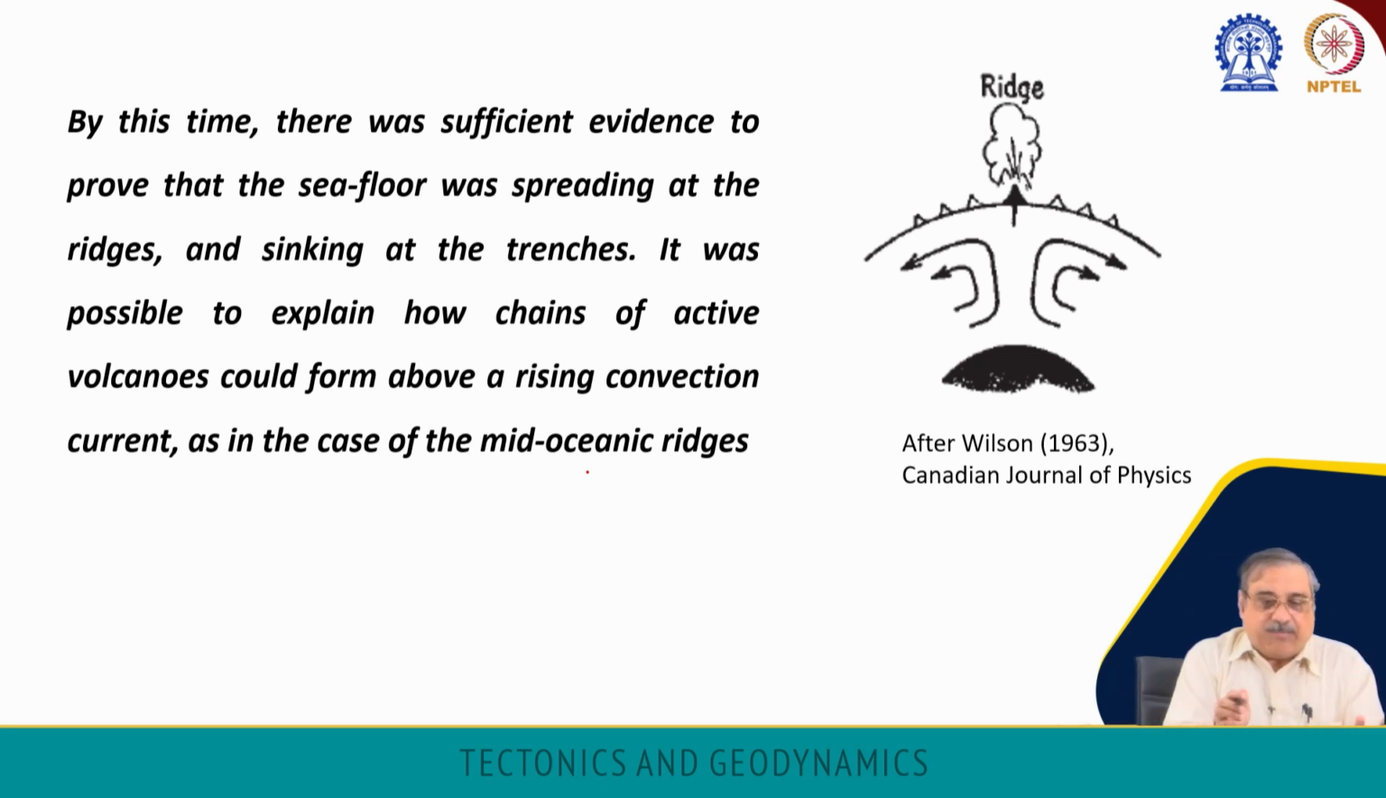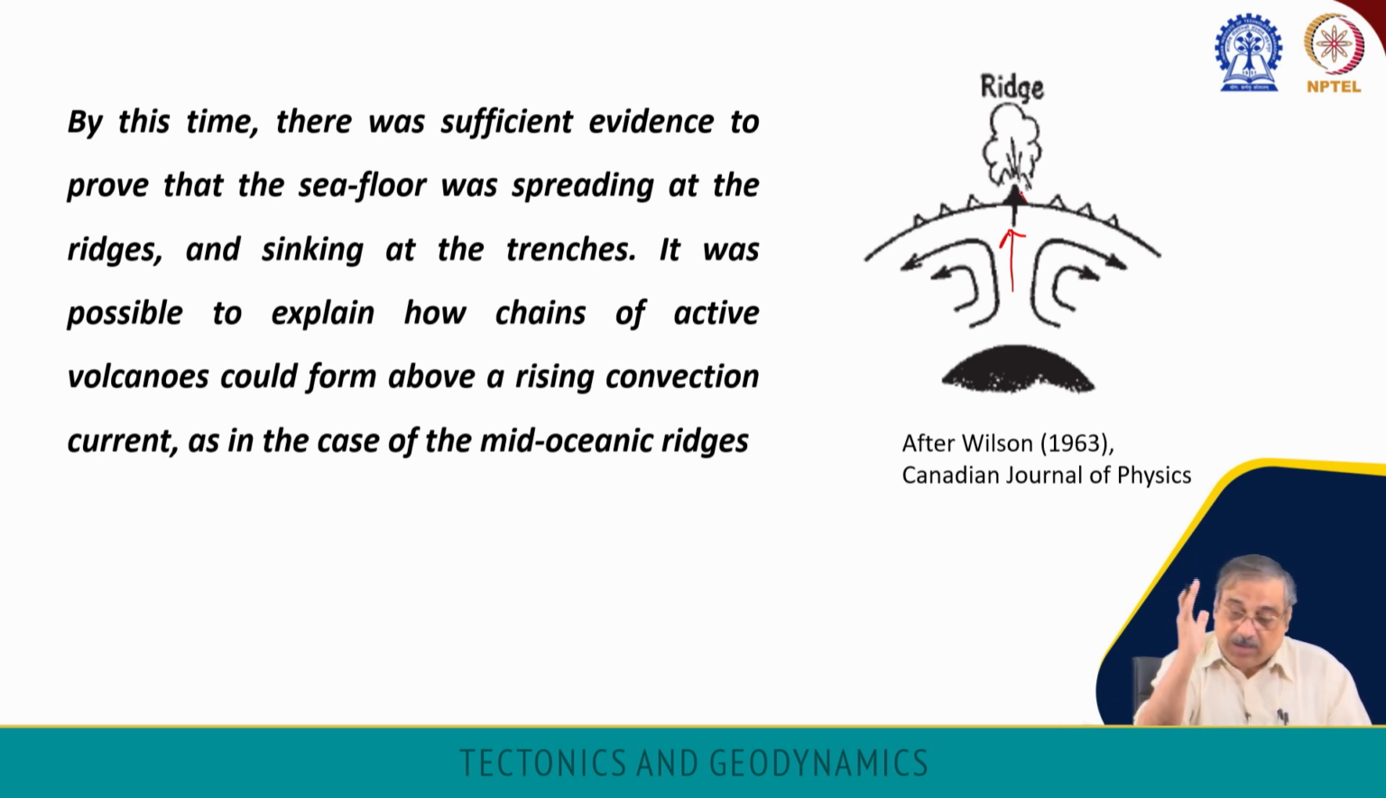So, already then by the early 60s, there was sufficient evidence to say that the sea floor was spreading at the ridges, it was sinking at the trenches. And you can explain that in terms of this, that if you have a convection cell like this, then right above the convection cell, where the cell was coming up this way, you would get a volcano through which eruption would take place, and this would explain the position of the mid-oceanic ridge.